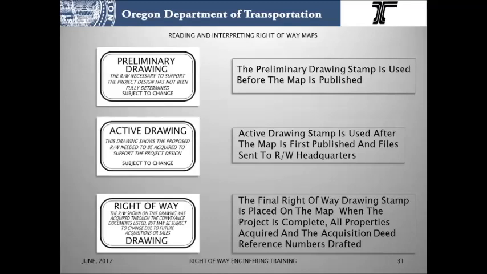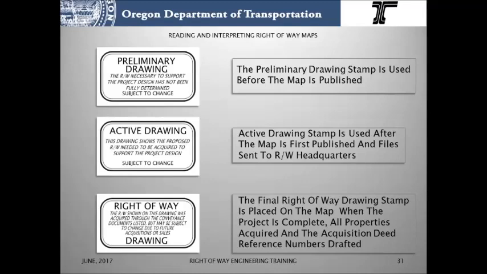Once descriptions are written for all the files and everything's laid out, then the map is officially published, goes on the FileNet, and the preliminary drawing stamp, if it was placed, is replaced with an active drawing stamp. And this says that the drawing shows the proposed right-of-way needed to be acquired to support the project design. It does not necessarily indicate that we bought that. This is what we're working on to buy.